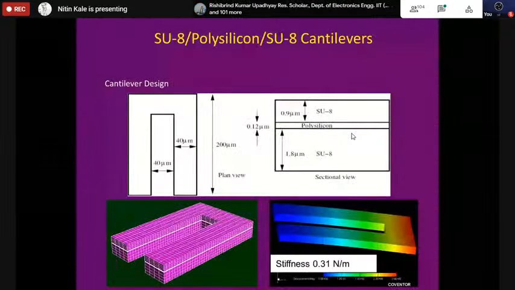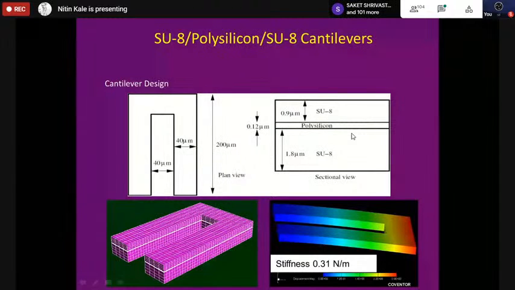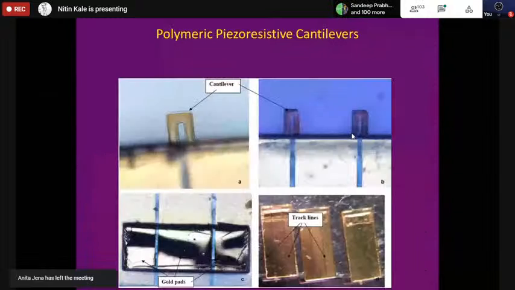So this is the design of the cantilever. In simulation, it had a stiffness of about 0.31 Newton per meter. We fabricated this cantilever through various steps that I mentioned: deposition, lithography, etching, etc., and final release. These are the cantilevers that we fabricated.